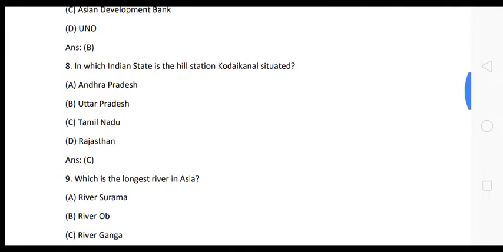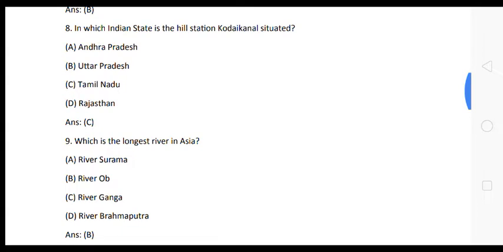The next question is: in which Indian state is the hill station Kodaikanal situated? The options are Andhra Pradesh, Uttar Pradesh, Tamil Nadu, Rajasthan. The correct answer is option C, Tamil Nadu.